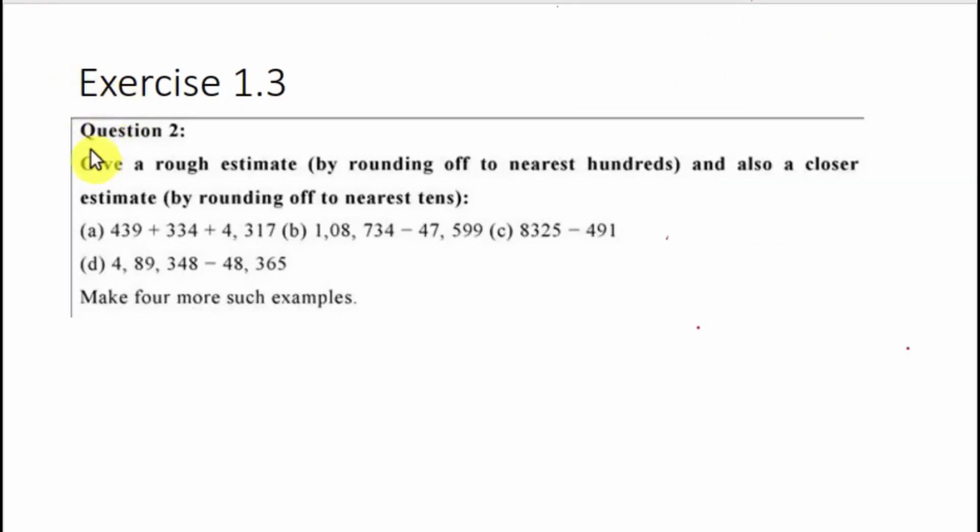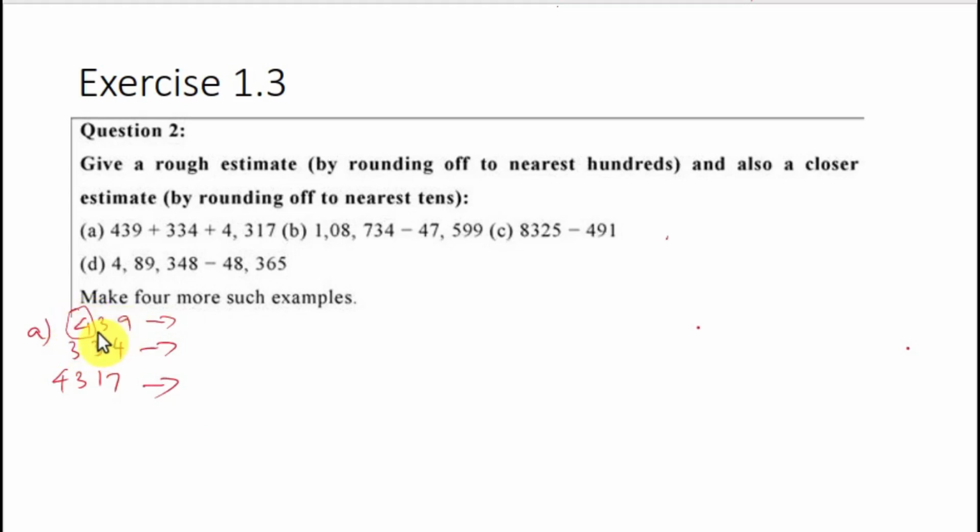The second question. Give a rough estimate by rounding off to the nearest 100 and also a closer estimate by rounding off to the nearest tens. The first one I am going to do here. 439, 334, 4,317. Here we are going to round off to the nearest 100.